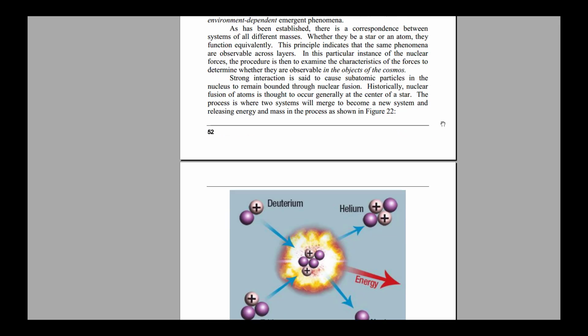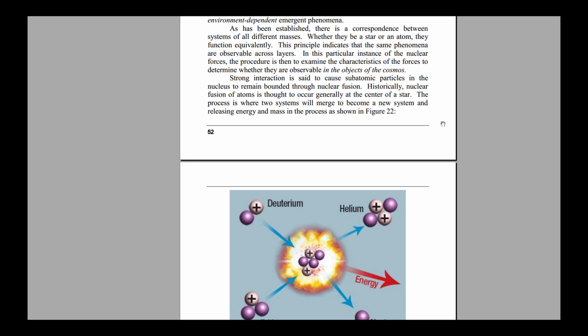This principle indicates that the same phenomena are observable across layers. In this particular instance of the nuclear forces, the procedure is then to examine the characteristics of the forces to determine whether they are observable in the objects of the cosmos. Strong interaction is said to cause subatomic particles in the nucleus to remain bounded through nuclear fusion. Historically, nuclear fusion of atoms is thought to occur generally at the center of a star.